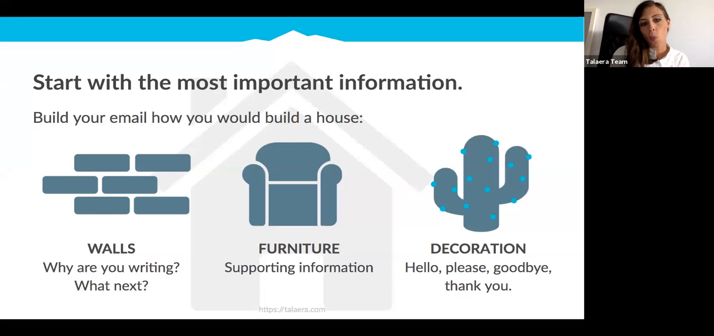How? First, think, why are you writing? And write it. Then think, what next? What next means, what do you want the other person to do? What's going to happen after your email? Or what do you want to get out of it? Then add the furniture. That would be the supporting information. What do they need to complete that action? And then you can take care of the decoration. That could be all the hellos, goodbyes, and thank yous.